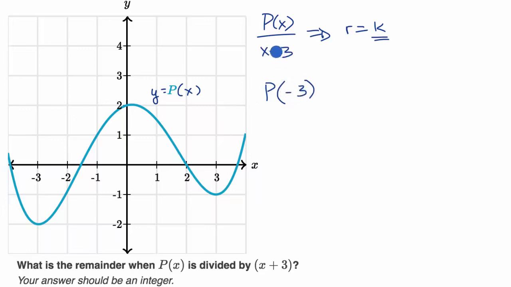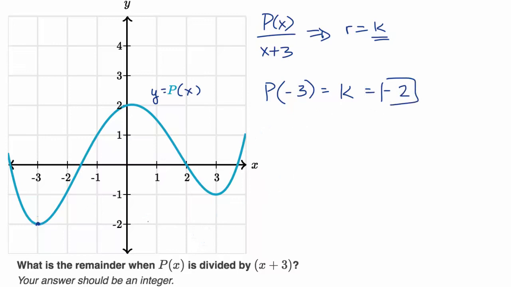Sometimes people get confused. They see a positive 3, and then they evaluate the polynomial at the positive 3 to figure out the remainder. No, if you saw a positive 3 there, you would evaluate the polynomial at negative 3. But this should be equal to k as well. And so what is the remainder when p of x is divided by x plus 3? Well, it's going to be equal to p of negative 3. P of negative 3, it looks like it is equal to negative 2. So our remainder is equal to negative 2 in this situation.